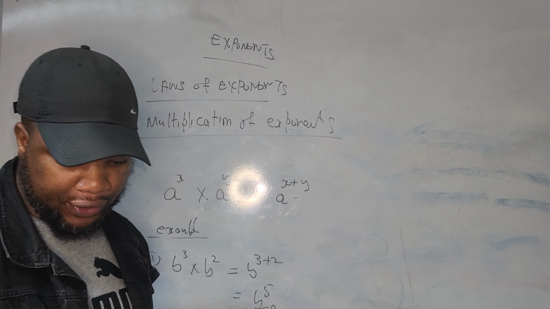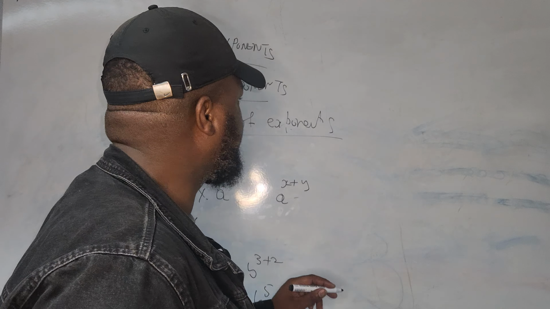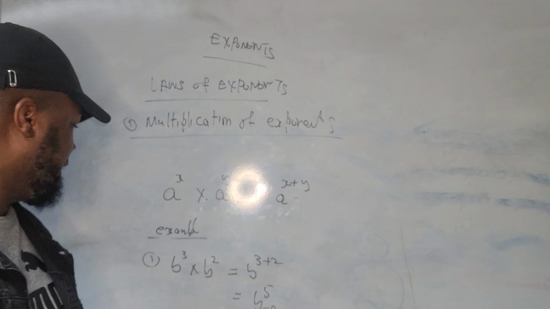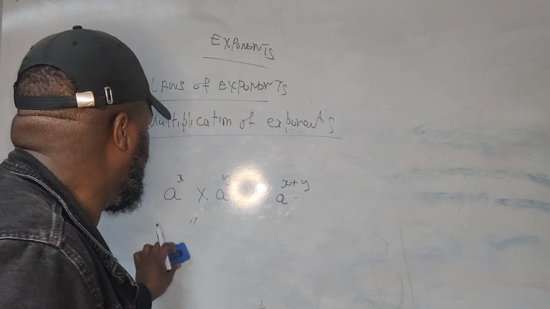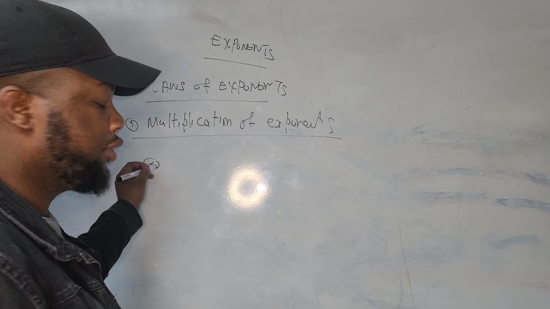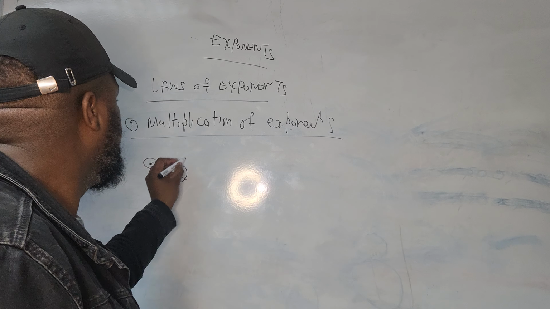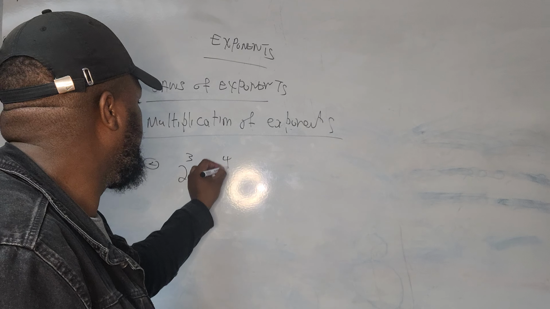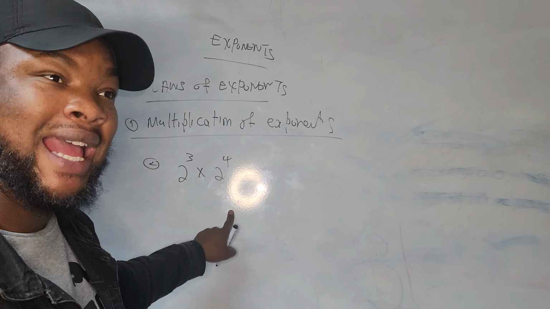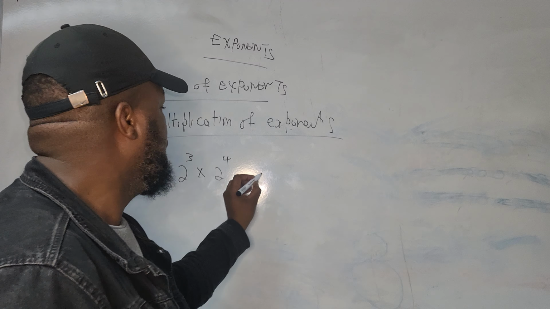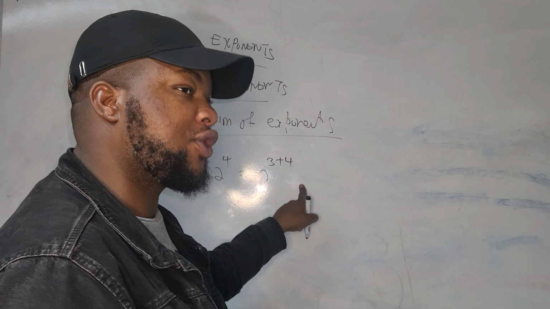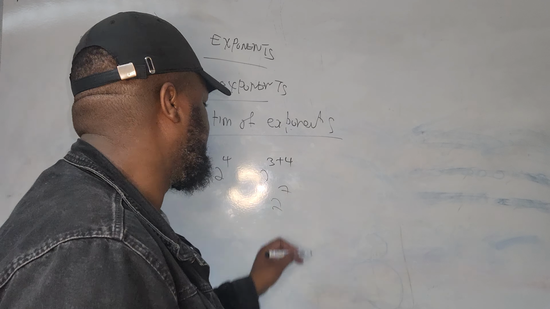I've created a couple of examples. Another example of this first law. Let me write this. You're done writing now? Okay. Now, another example of this first law. We have 2 to the power 3 multiplied by 2 to the power 4. Same bases again. If you have the same bases, you add the exponents, but you only write one base here. So you're going to have 2 to the power 3 plus 4. That gives you 3 plus 4, it's what? 7. So the answer is 2 to the power 7, right?